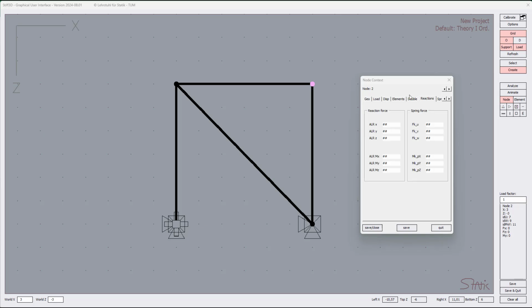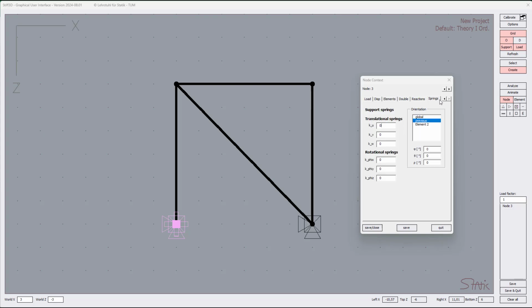Then we have this tab with all the reaction forces. Of course, for that we need a support here. If we go to the next node, node number 3, then you see for this completely clamped node we may expect reaction loads, reaction forces, or reaction moments in x, y, and z direction or around the related axes. The next one will be springs.